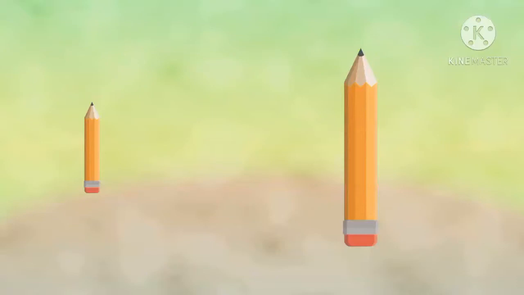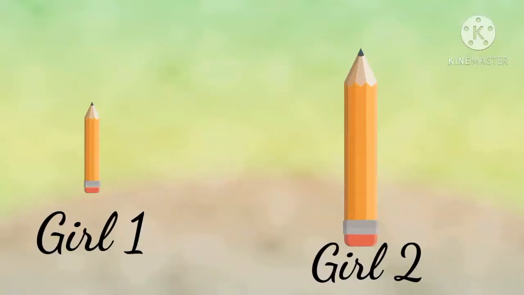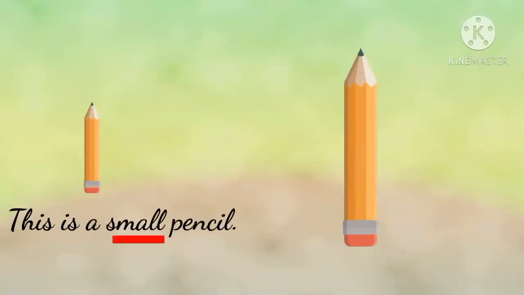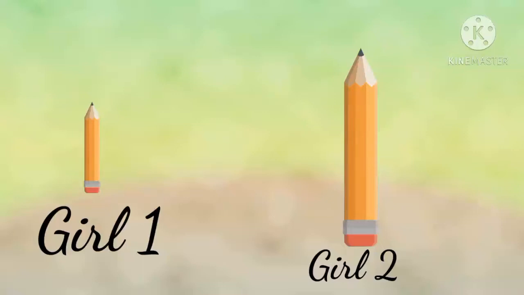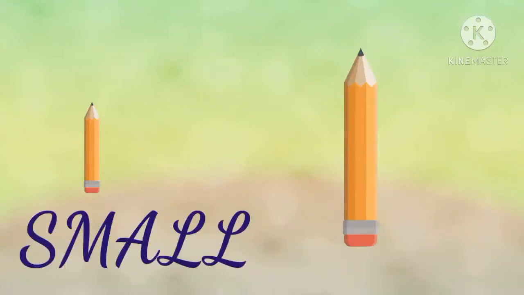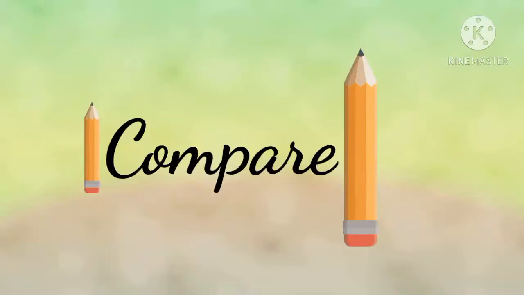Now here are two pencils. Suppose this pencil is owned by one girl and this pencil is owned by another girl. Now when I want to describe this pencil, I will say this is a small pencil. Okay children, so what kind of pencil? Small pencil, isn't it? This is owned by one girl and this is owned by another girl. So I have described the pencil as a small pencil. What kind of pencil, children? Small pencil.